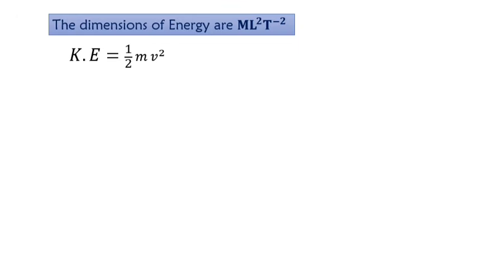The dimensions of energy in general are ML²T⁻². These are the same dimensions for potential energy as well as kinetic energy, or even work done, because it's a form of energy. So let's prove that this formula is dimensionally consistent.